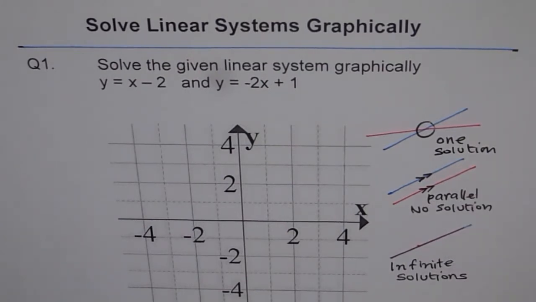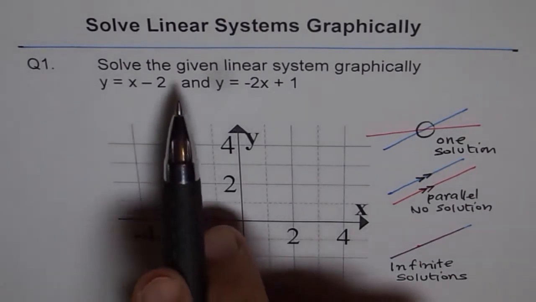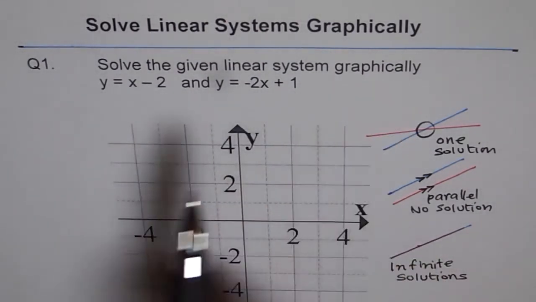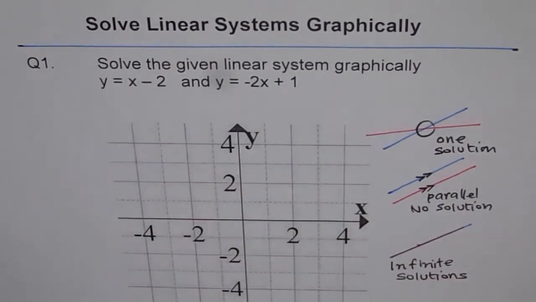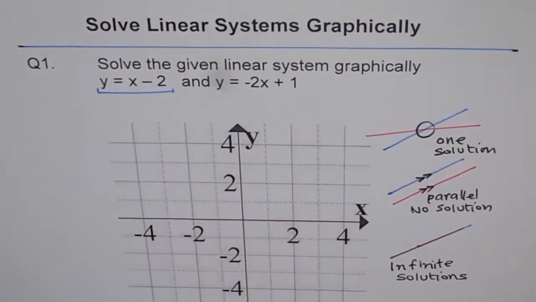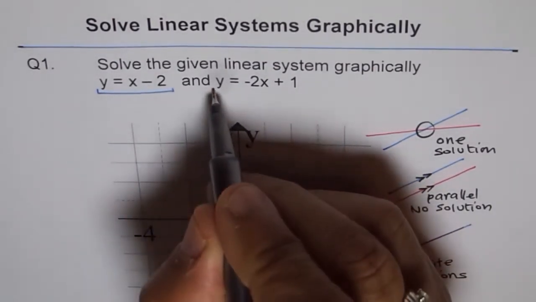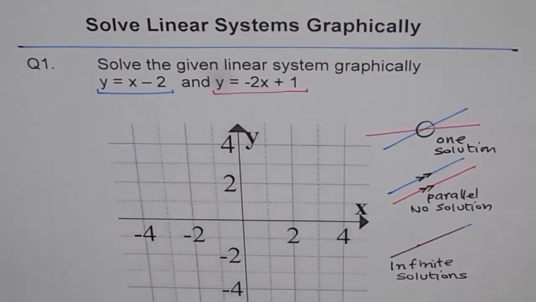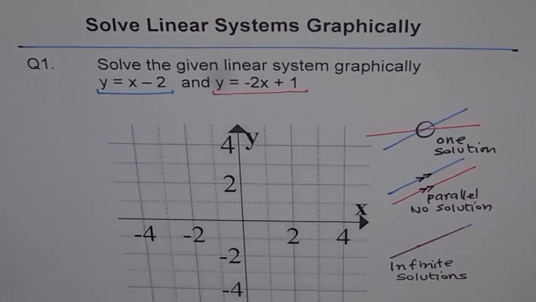Now let's begin with question 1. It says, solve the given linear system graphically. So we have two lines here, okay? Let's consider this to be the first line and that to be the second line. To graph, you have already seen the video set on graphing lines. If not, go to that, and then graphing will be such an easy thing for you. Now here it is.